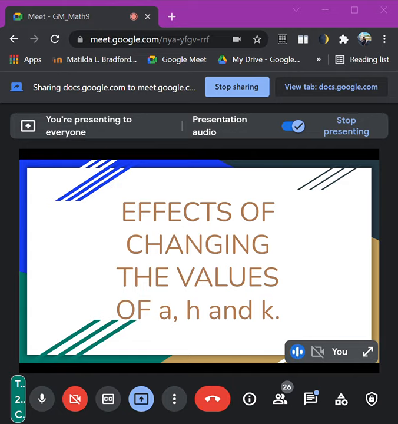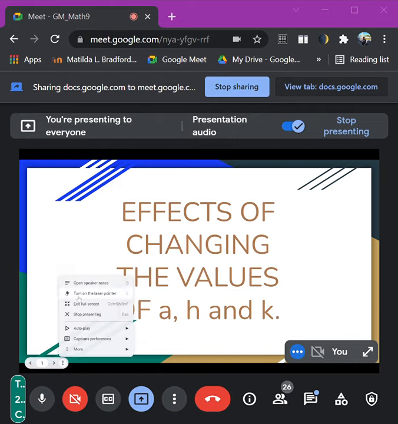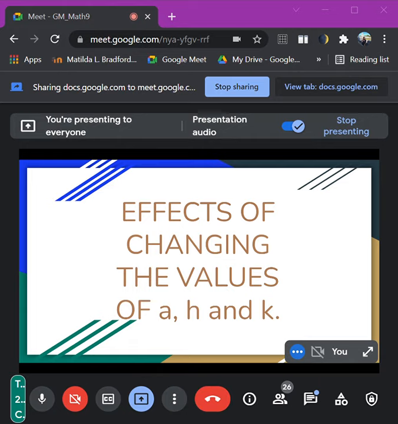So these a, h, and k, class, where can we see them, in our general form or in our standard form? Sige daw, where can we see this a, h, and k? Vertex, sir. Okay, the vertex or the standard form. Very good. So, ipakita nato siya later on.